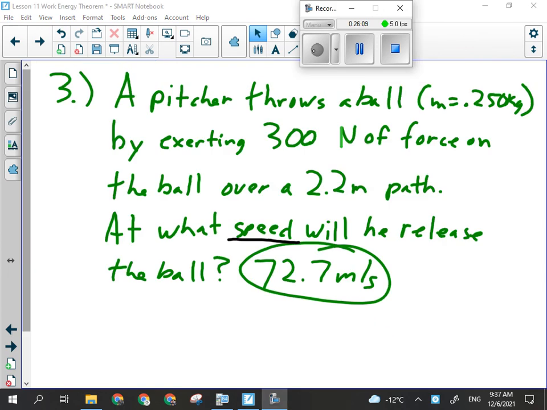This would be about as tricky as they would ever get. I don't mean it's contextually tricky, it's the trickiest of the manipulations you might have. And you've already done one kind of like this. So we're looking at a pitcher throws a ball, we know the mass of the ball, we know the force that the pitcher can exert, and the distance. We're looking for the final speed. What are we going to assume the initial speed is since they didn't tell us? Right, the ball starts in the glove.